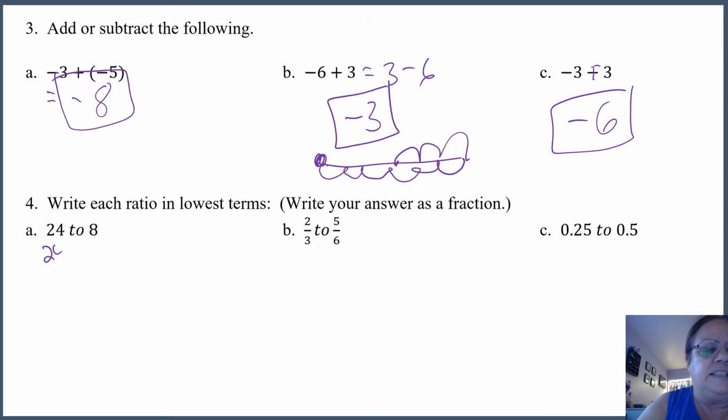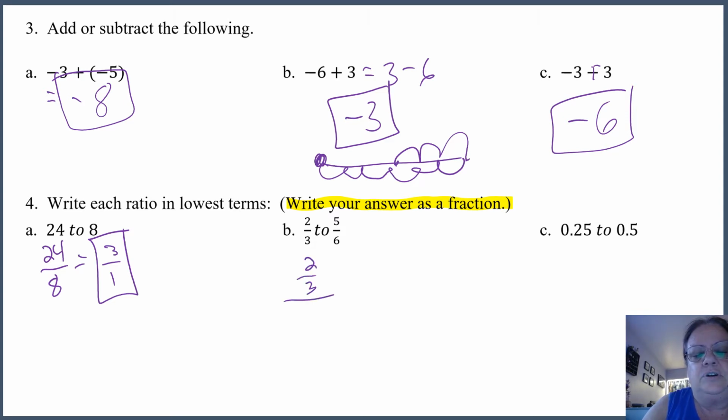All right, write each ratio in lowest terms. We did that on our quiz, if you recall. They both have 8s, so it's 3/1, which is 3. Notice it said to write your answer as a fraction, so we have to obey that. So we leave it as 3/1.